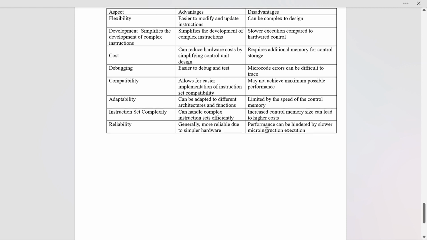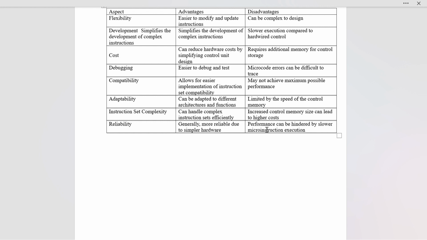Cost can be reduced, as hardware cost falls by simplifying the control unit design, but it requires additional memory for the control store. Debugging: easier to debug and test, though microcode errors can be difficult to trace. Compatibility: allows for easier implementation of instructions, but may not achieve maximum possible performance.